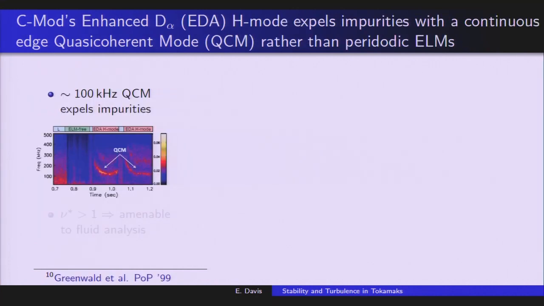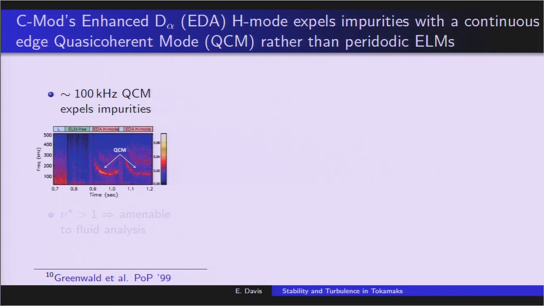But not all H-modes actually exhibit these ELMy type instabilities. On CMOD, the kind of workhorse H-mode that we see is the enhanced D alpha, or EDA H-mode, and this has an edge fluctuation called the Quasicoherent Mode, or QCM. You can see a power spectra here, and this is roughly a 100 kilohertz oscillation that's relatively coherent, and instead of these periodic ELMs that are very explosive, this is a very benign fluctuation that does the exact same thing.